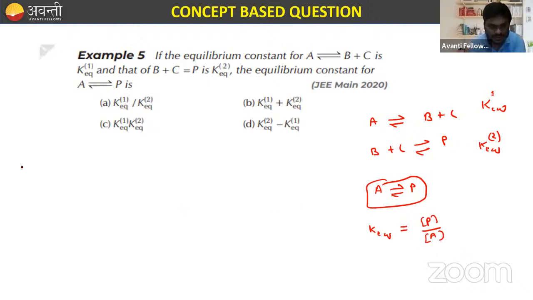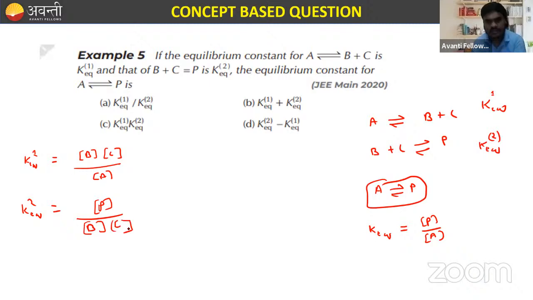Similarly, what is K equilibrium 1? K equilibrium 1 is the concentration of B times the concentration of C upon the concentration of A. Similarly, K equilibrium 2 is the concentration of P upon the concentration of B times the concentration of C. So what is K equilibrium 3? How will you obtain P by A? This is nothing but P by A.